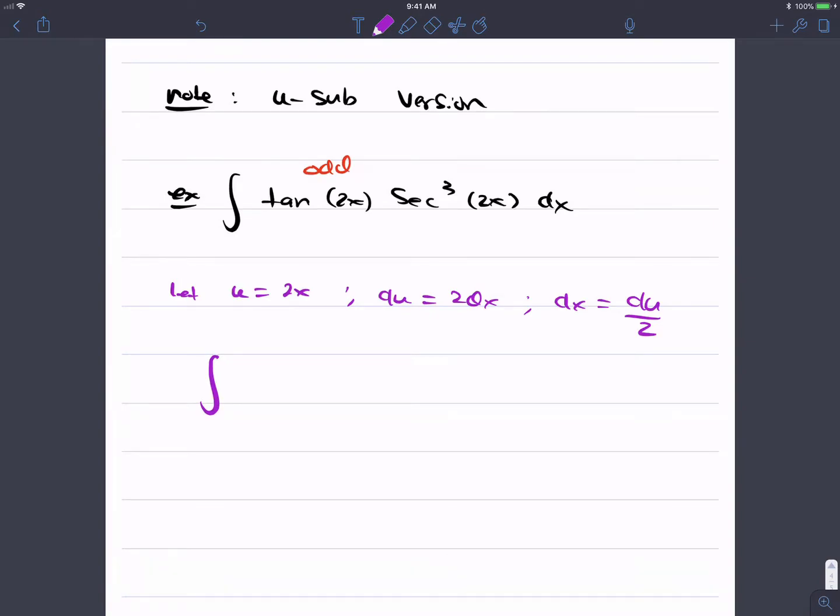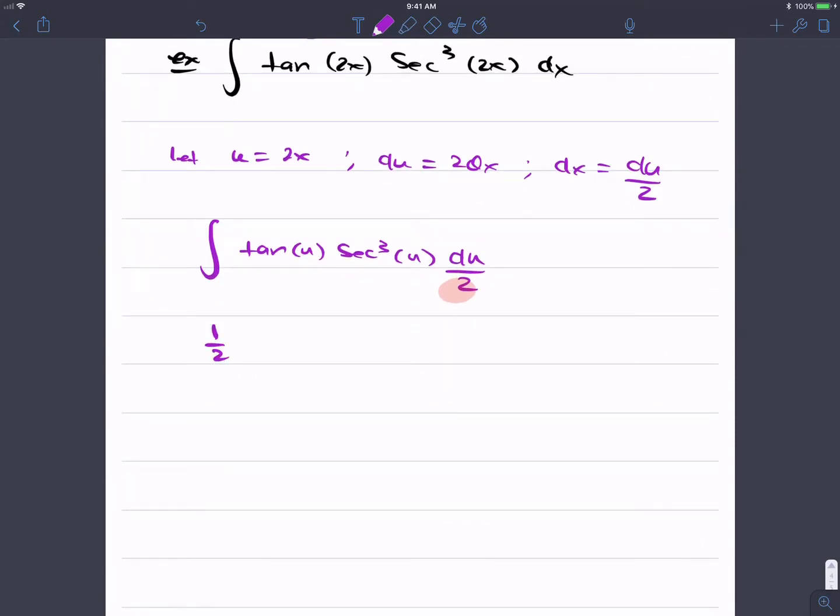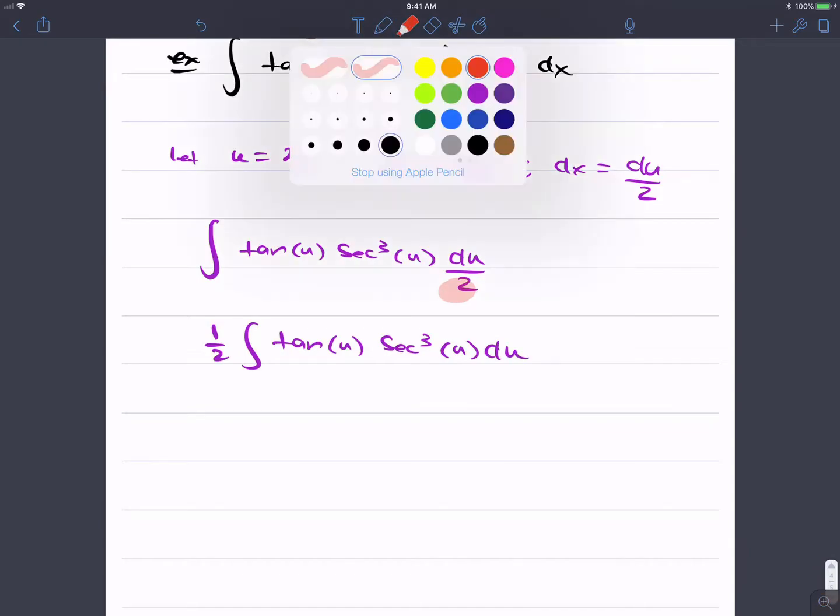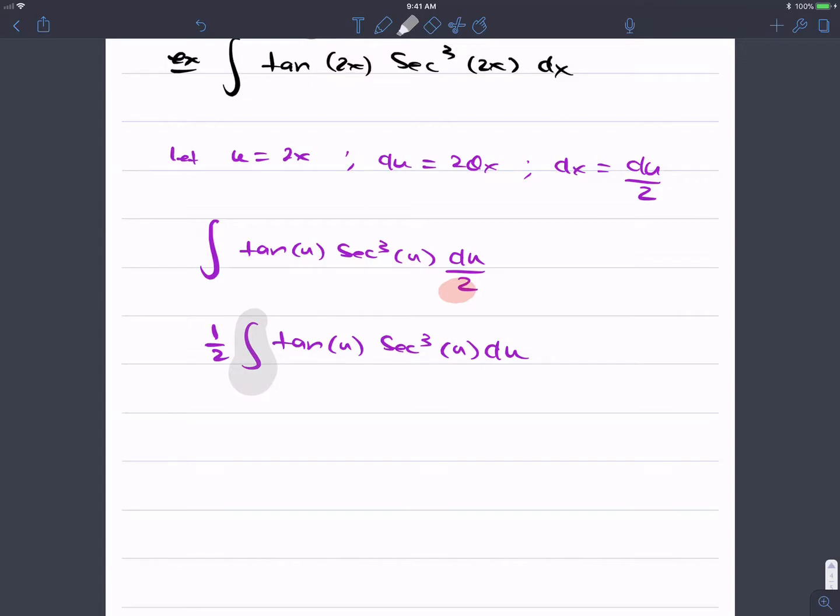So this integral now is tangent of u secant cubed of u du over 2. Let's pull out the 1/2. 1/2 integral tangent u secant cubed u du. So what we'd have to do is actually come up with a formula here for this. And it's very similar to what you already have. I'm used to doing things in terms of x, so it's up to you. This will be our u sub version of the formula.